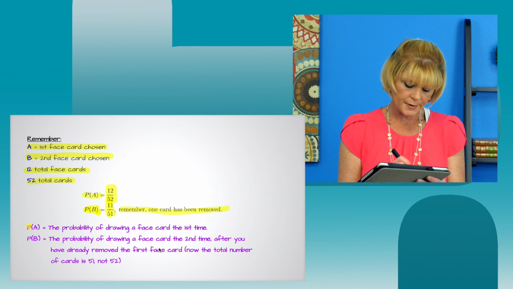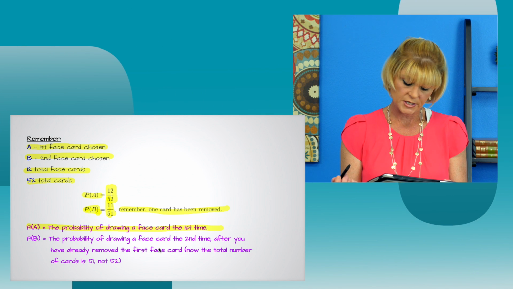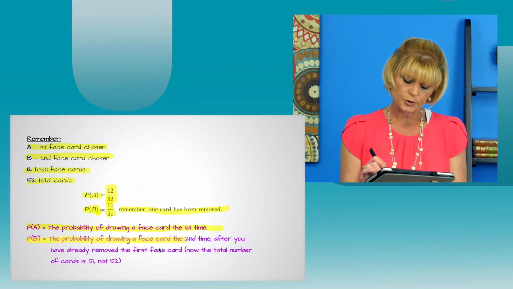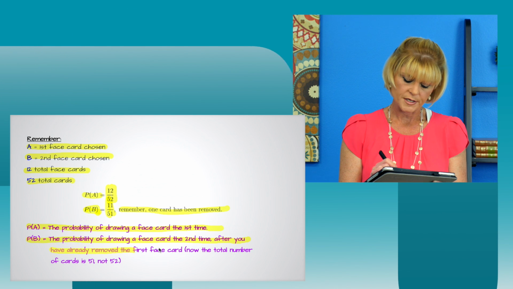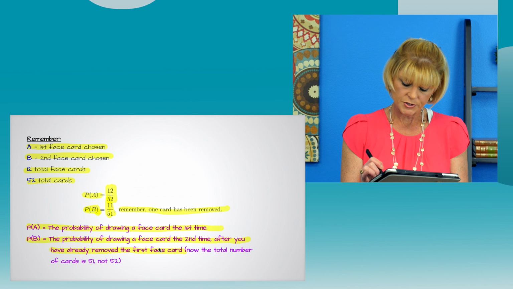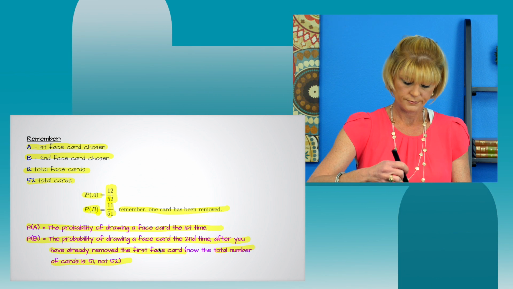So the probability of A is the probability of drawing a face card the first time, like we said, and the probability of B is the probability of drawing a face card the second time after you've already removed the first face card. Again, remember, the total number of cards is now 51, not 52.